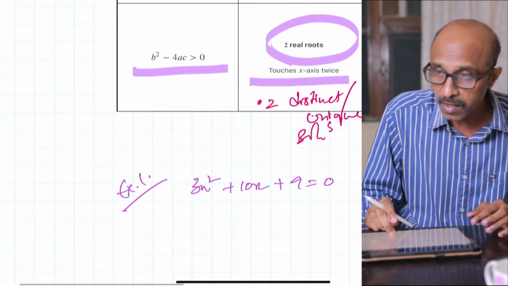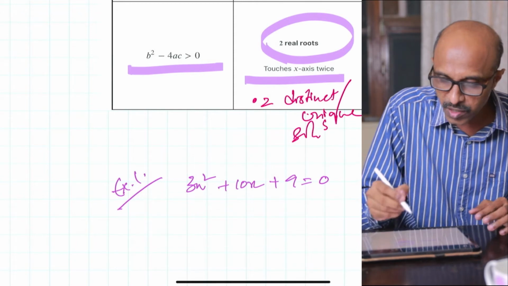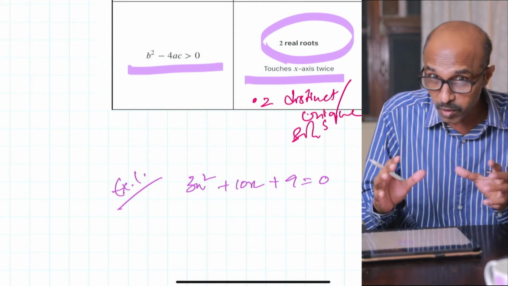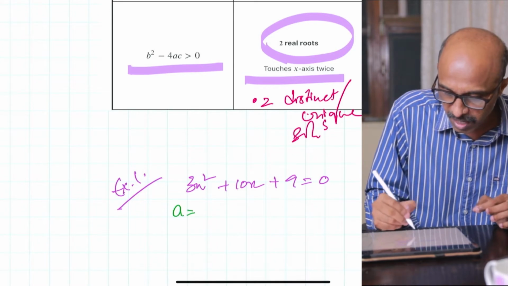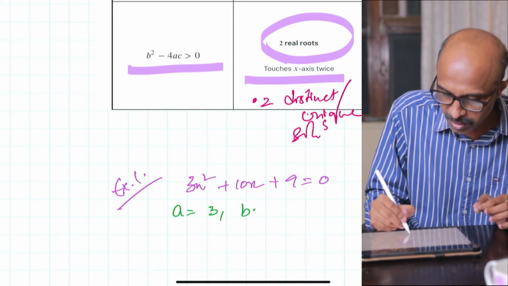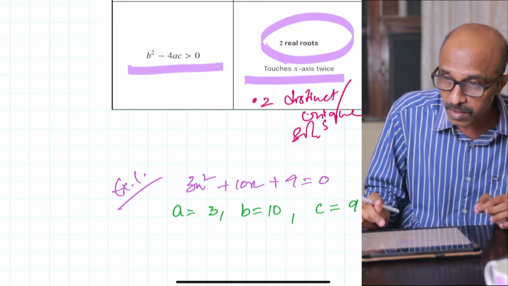Can you guys see this? All right, there you go. You can see this now. The first thing to do when you are trying to identify the nature of the roots, which means we're using the discriminant, is to identify what a, b, and c are. a is 3, b is 10, and c is 9. Can you see this? All right.